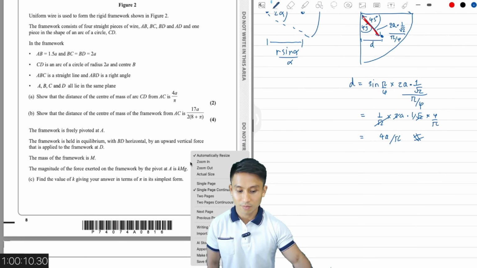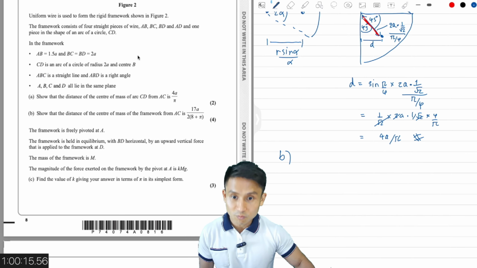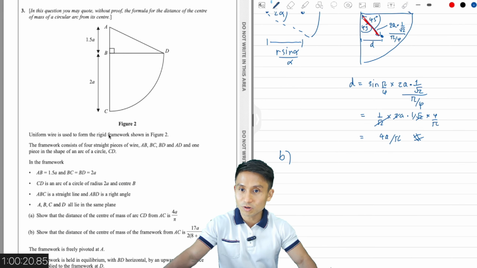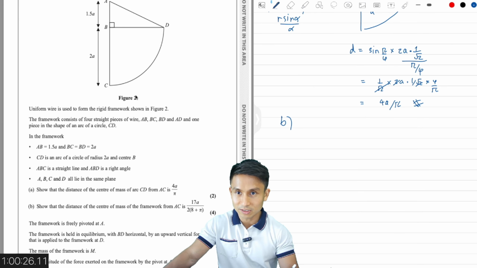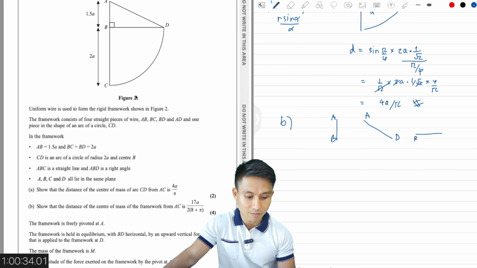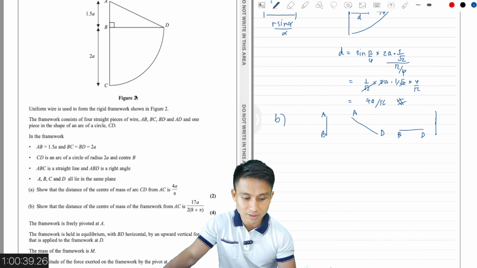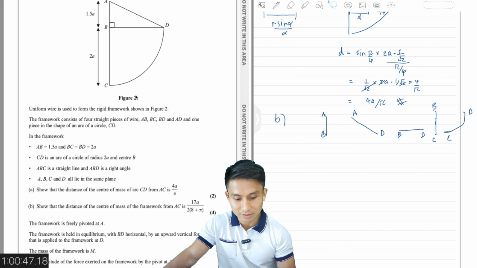Okay, good. Part B. Show that the distance of the center of mass of the whole framework now from AC is that. So we need to do a lot of parts there. Let's split into vertical AB, right angle, the hypotenuse AD and BD. So that's 3 of them, and vertical BC, and the arc CD. That's a lot of parts.